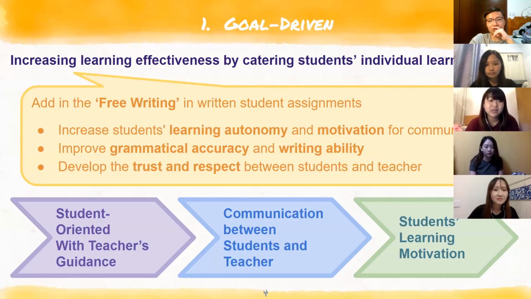The first philosophy is goal-driven, and it means to increase learning effectiveness by catering to students' individual learning needs. In this school case, they add free writing in written assignment. Free writing can lead to the following goals: increasing students' learning autonomy and motivation for communication, improving grammatical accuracy and writing ability. And the last one is developing trust and respect between students and teachers.